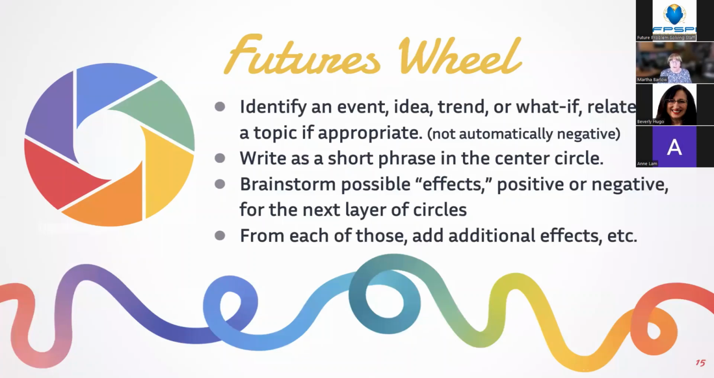Now, a futures wheel is an organized strategy for thinking into the future. For this one, you would identify an event, an idea, a trend, or a what if. So you could do this with the what if questions. It could be related to the topic if appropriate, but if you're thinking about a whole year of prep with kids, it doesn't always have to be related to a topic, because maybe your what if will be related to a topic in the future.